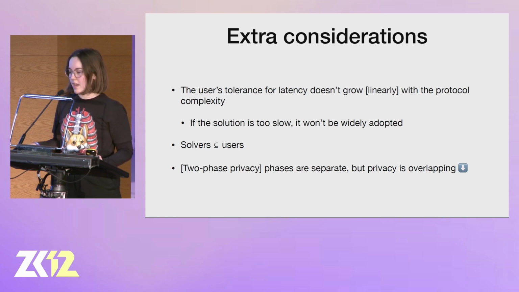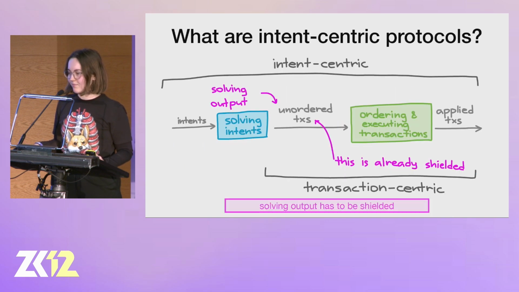This is upsetting. And a third thing to consider is that for two-phase privacy protocols, where we have both privacy at the intent solving phase and the settlement phase, the privacy is going to be overlapping. Here's what I mean. The diagram. Because the output of the solving phase is the input of the transaction-centric part of the protocol, and what is usually input to ordering is already a shielded transaction, whatever is output from solving has to be a shielded transaction. This is difficult because solvers have to create a shielded transaction without seeing it.